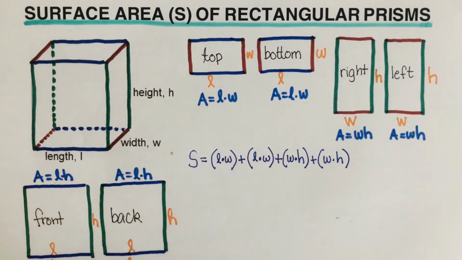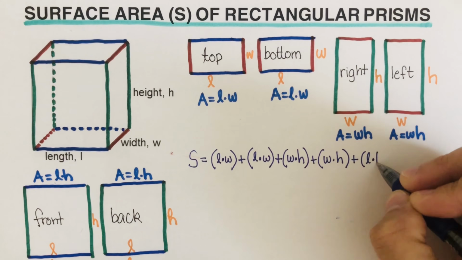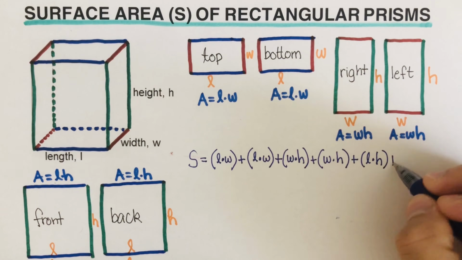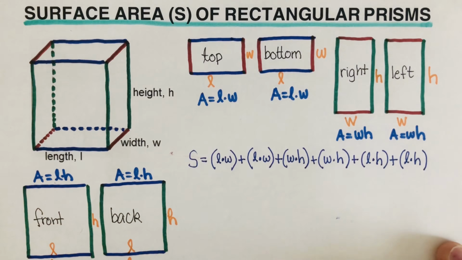And then we have the front here. That would be plus length times height. And then another length times height for the back. So that would be length times height. Now we combine like terms. Like terms means those are the same.